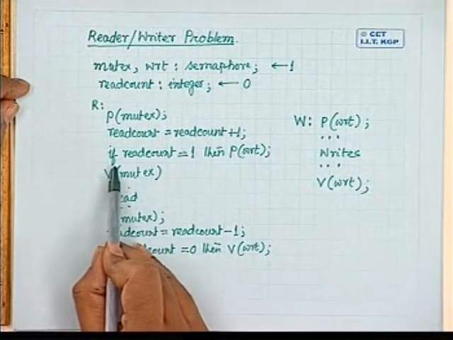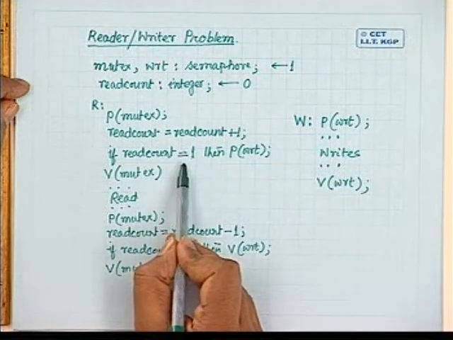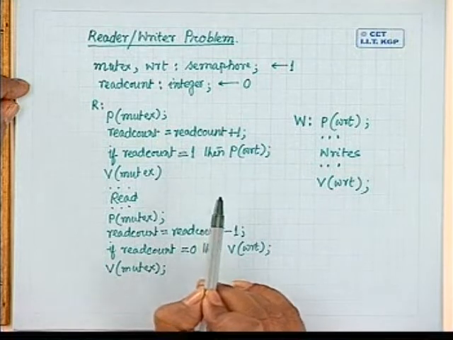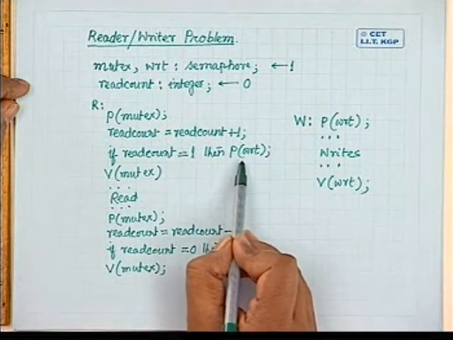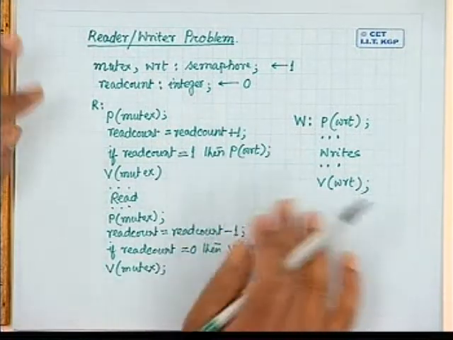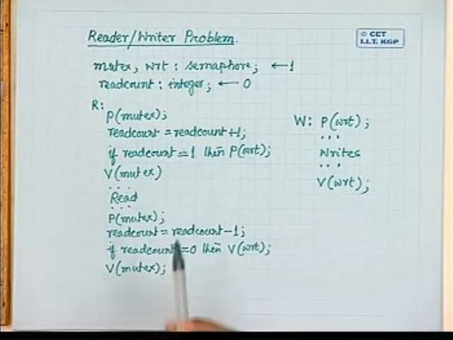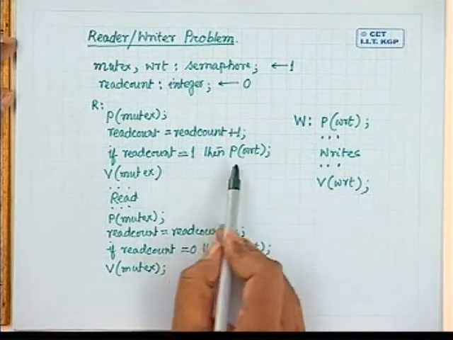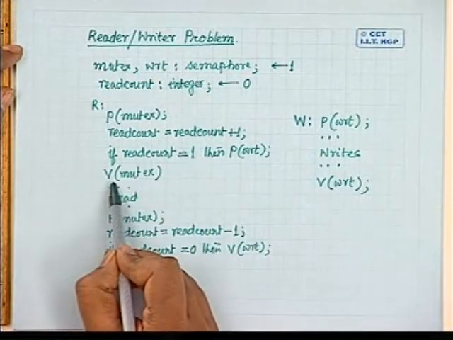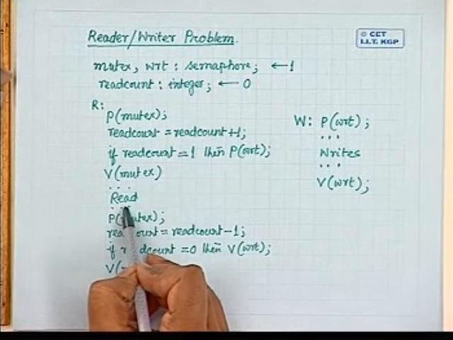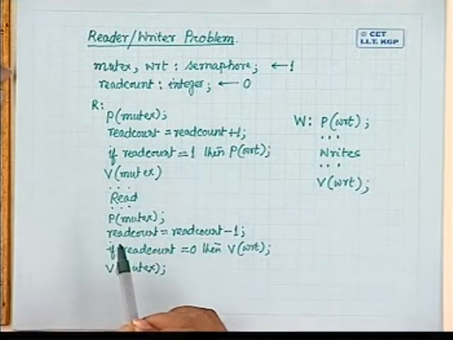So this process now finds that read count is equal to 1, so it will perform this p-write semaphore operation. Okay. P-write will also be successful because initially we have said that there is no other process trying to access this file. So the reader process will perform vmutex operation and starts reading the content of the file.